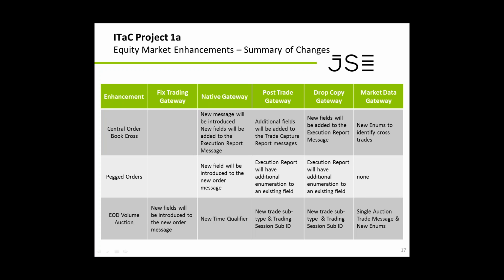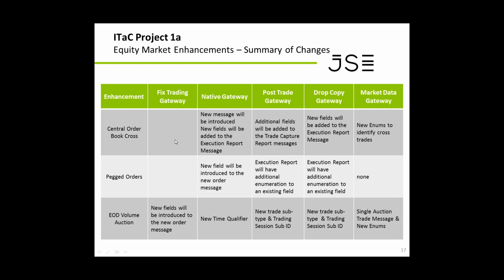On the hidden pegged orders functionality, as I said, it'll only be supported on the native gateway, where a new field will be introduced for the new order message. Then on both the post-trade and drop copy gateways, the execution report will have additional enumerations added to the existing fields.